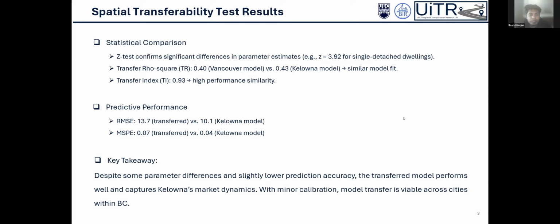So the key takeaways here are, despite some parameter differences and slightly lower prediction accuracy, the transfer model performs well and captures the Kelowna market's dynamics. But with minor calibration, model transfer is viable across cities within British Columbia. So these were the transferability test results for spatial transferability. Now for temporal transferability, the transfer rho square.